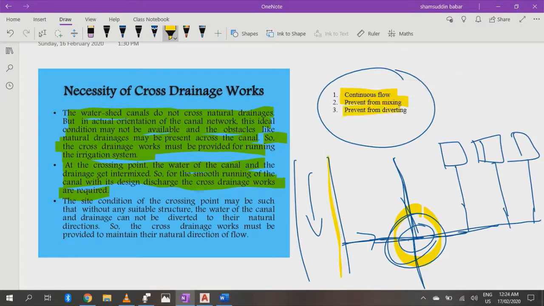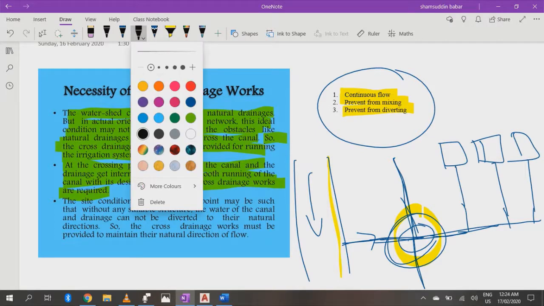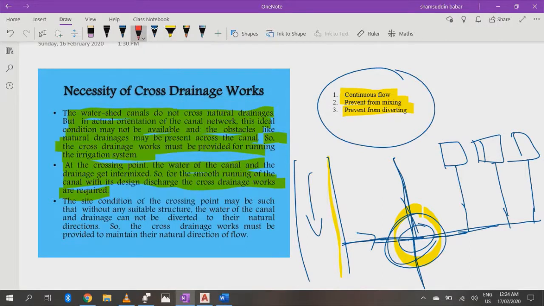And the third point is prevent from diverting. Now what is meant by this prevent from diverting? To understand this, it is quite simple. For example, as we know that there is a drainage, there are chances that when this water comes across, it either flows in this direction or in this direction.